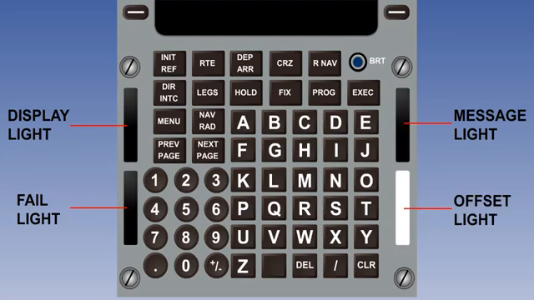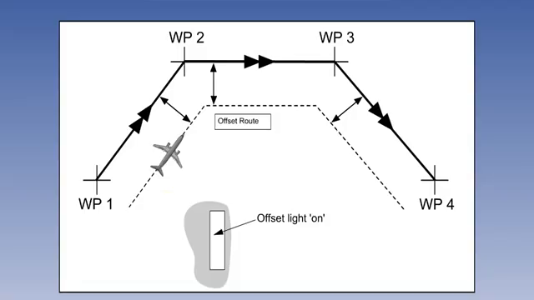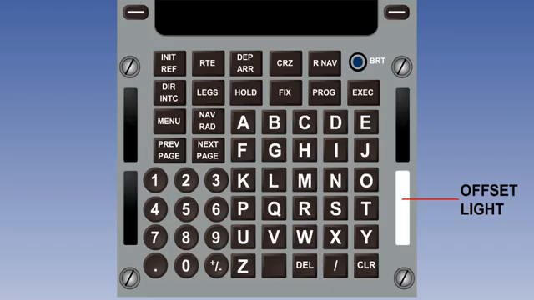Finally, there is a function in the FMS called offset. The aircraft can be programmed to fly parallel to, but a fixed distance from, the FMS programmed track. This could be used to avoid the turbulent wake of the aircraft ahead, for instance, or to increase separation from opposite direction traffic. Unfortunately, the display on the electronic flight instrument system does not make it obvious that the offset is being flown, so the offset light stays on to act as a reminder.